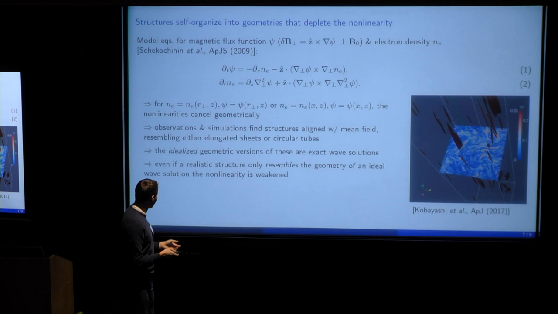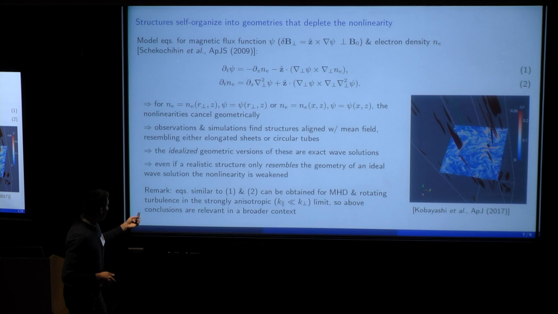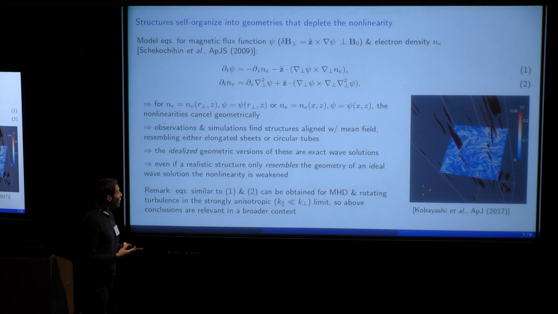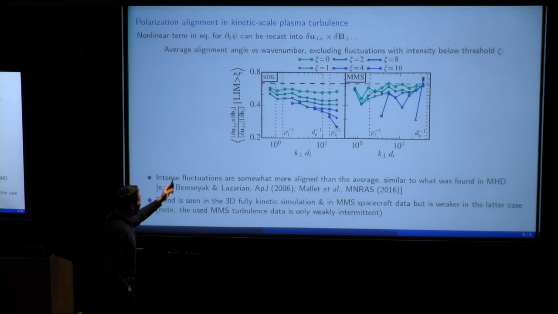By the way, equations similar to this type can also be obtained for other systems in the strongly anisotropic limit, in particular for rotating turbulence or for MHD turbulence. So while these are very simple equations, can we actually find any evidence of this sort of thing in our data? I went back to our data and considered just the nonlinear term in the first equation. This term can be rewritten as a cross product of the perpendicular electron fluid velocity and the perpendicular magnetic field. So we compute this term.